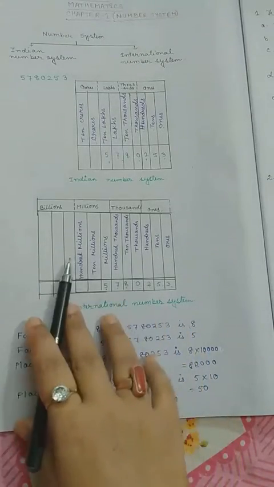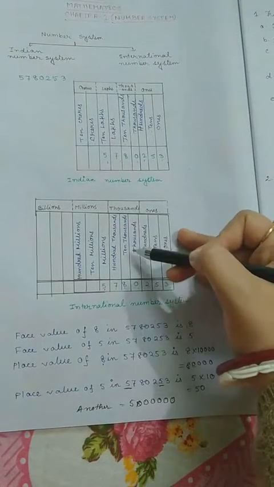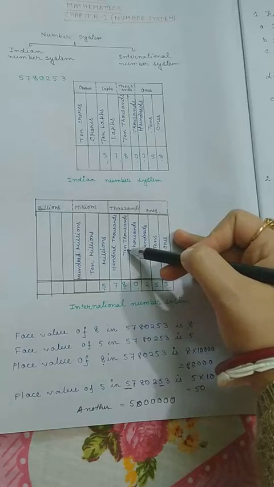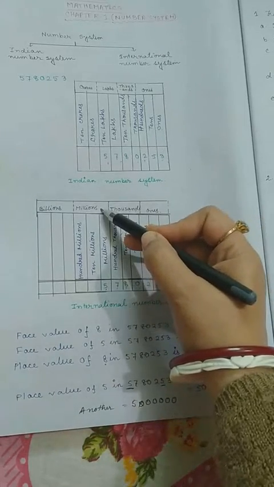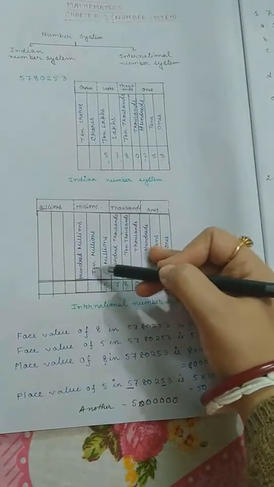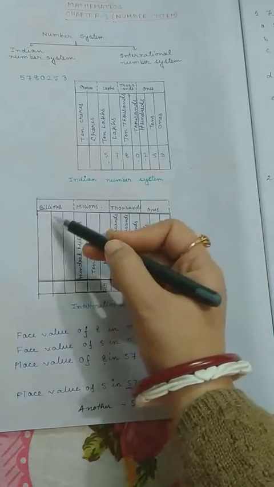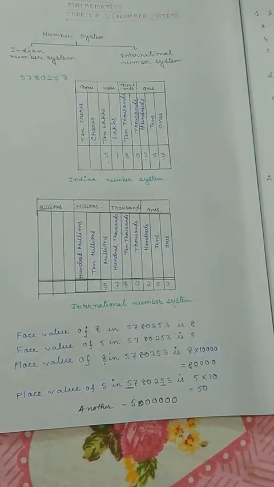Next, if we want to write the same number in the international number system, there are also 4 periods but something different. Ones is the same, but in thousands, here at the thousands place, there are 10,000s place and 100,000s place. Then is the millions period, not lakhs. In millions, there are million, 10 million and 100 million. And next is the billions place: billion, 10 billion and 100 billion.